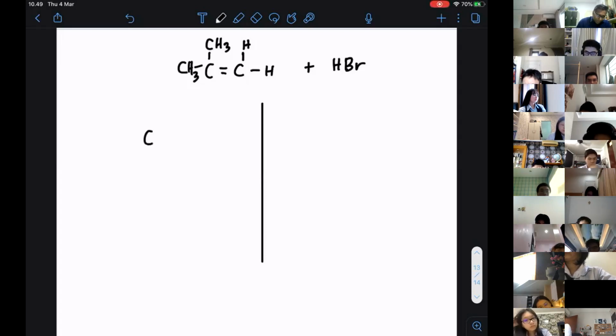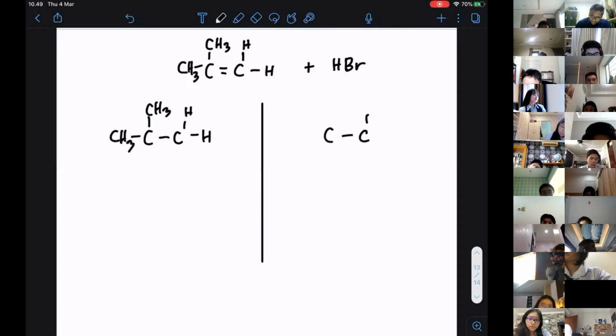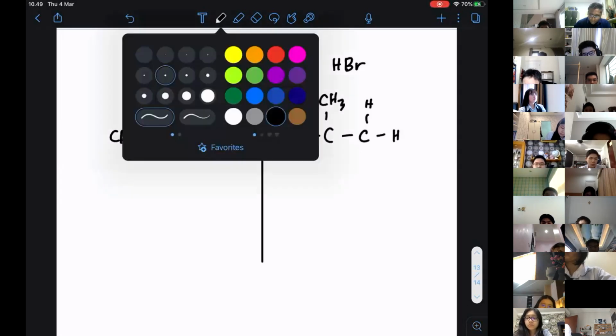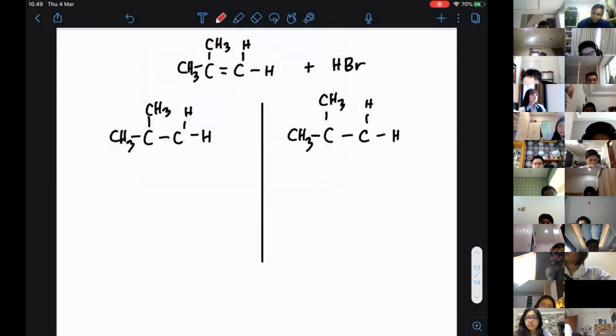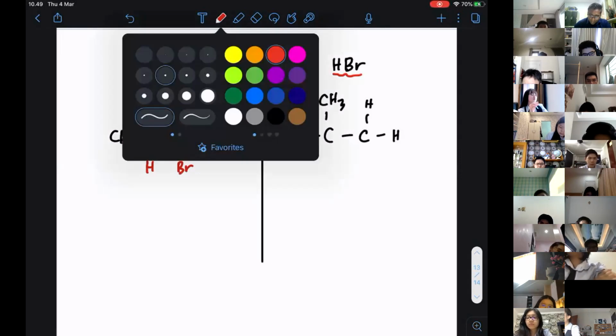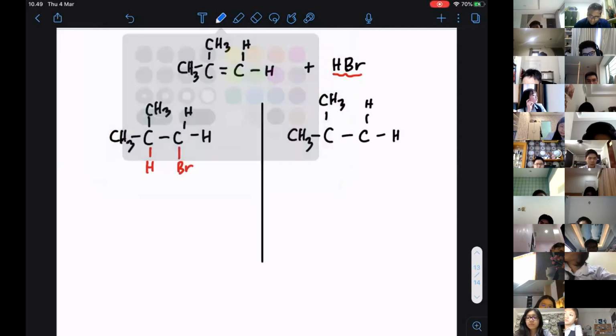You are going to break the double bond, and then you are going to get CH3, CH3, H and H. The double bond is going to be broken, so I'll just write down first. But there will be a situation where, with this HBr, the H can come over here, then you put the Br over there. Or you will have a situation where the Br comes here and H is put over there.